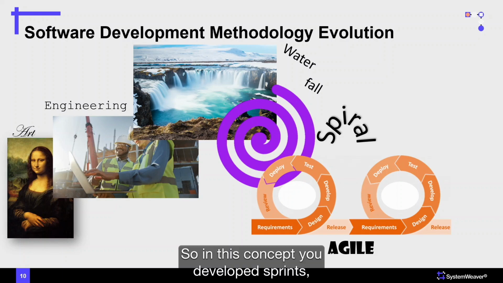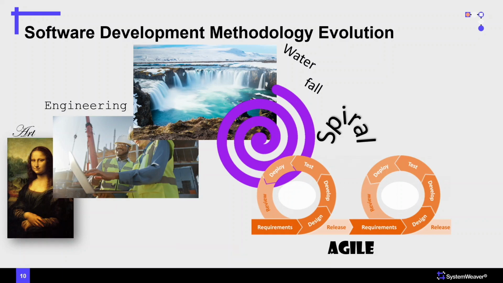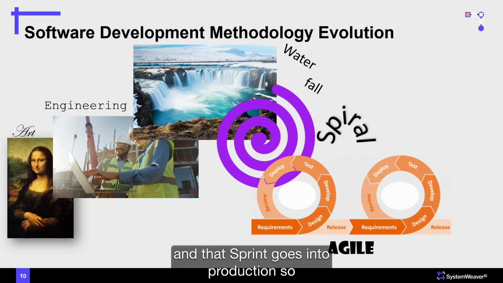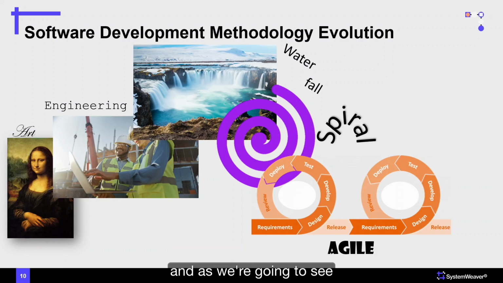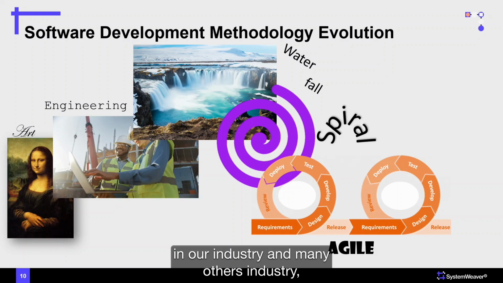So in this concept, you develop in sprints. You have a backlog. You have user stories. You develop a sprint. At the end of the sprint, you are done, and that sprint goes into production. Hence continuous integration, continuous deployment. You also do continuous testing. And as we're going to see in our industry, and in many other industries, you need to perform also continual compliance.